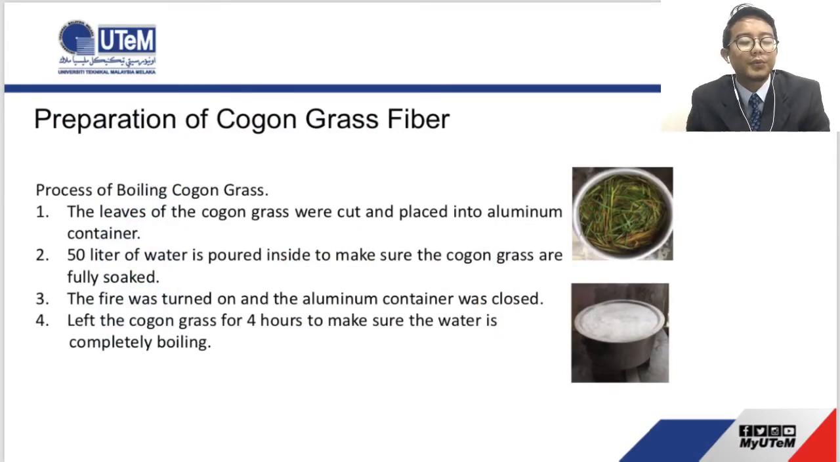This is the preparation of COGON grass fiber. First is the process of boiling COGON grass. The leaves of the COGON grass were cut and placed into an aluminum container. 50 liters of water is poured inside to make sure the COGON grass is fully soaked. The fire was turned on and the aluminium container was closed. Leave the COGON grass for 4 hours to make sure the water is completely boiling.